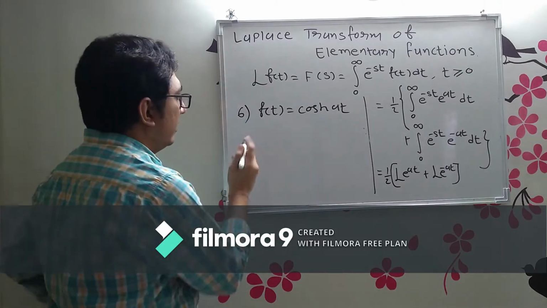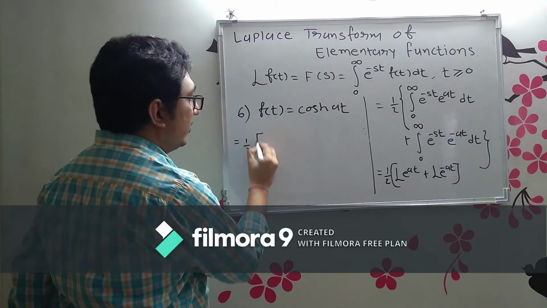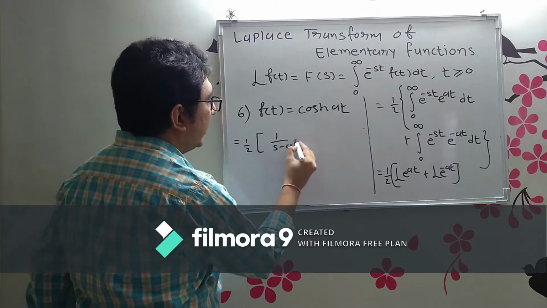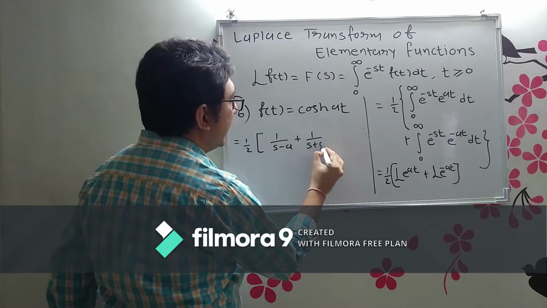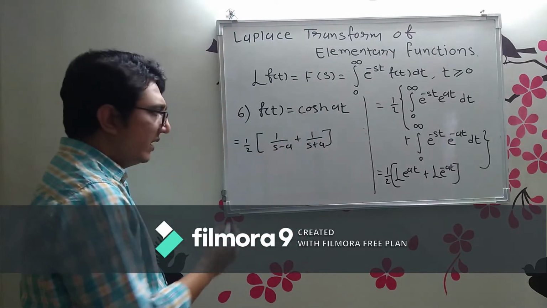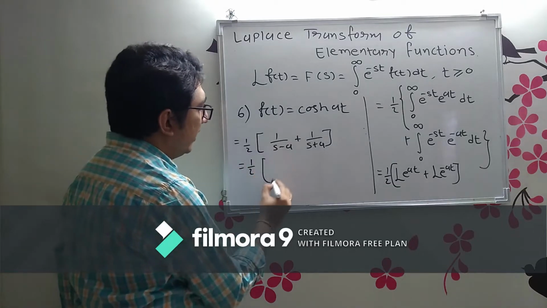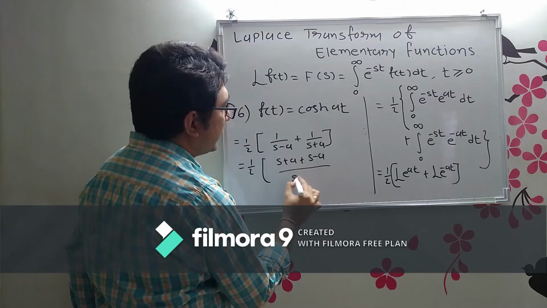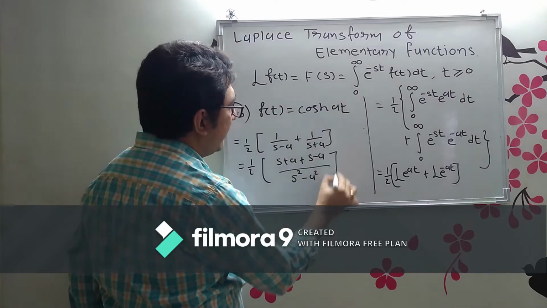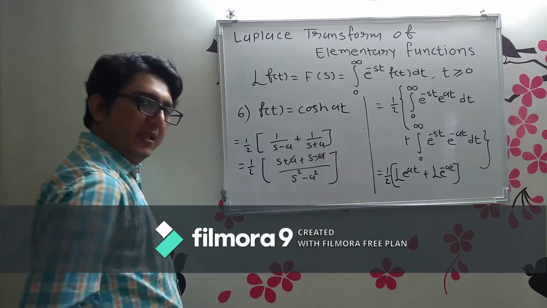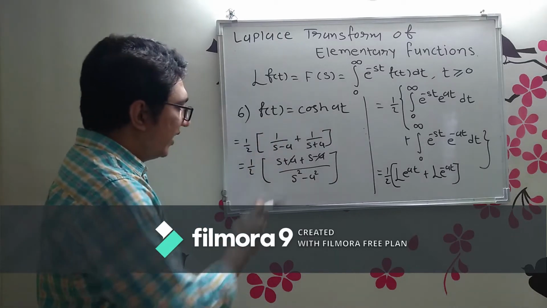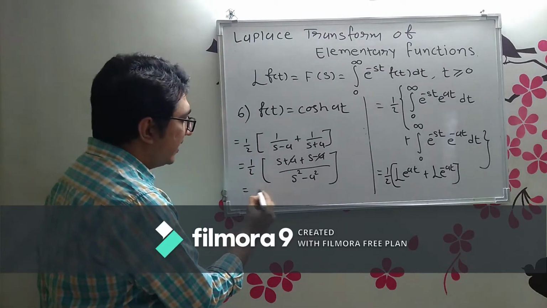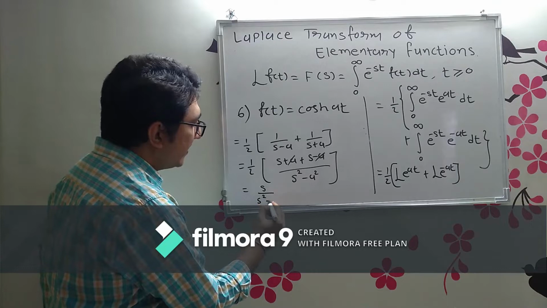We can write 1 by 2 into the bracket 1 upon s minus a plus 1 upon s plus a. Take LCM. So 1 upon 2 times s plus a plus s minus a upon s square minus a square. Simplified, a will cancel. In the numerator 2s, the 2 will cancel. Final answer is s upon s square minus a square.